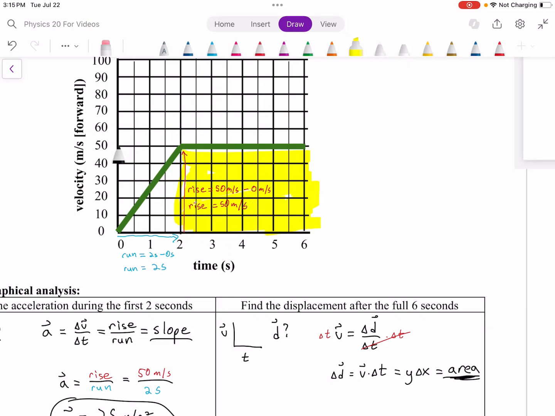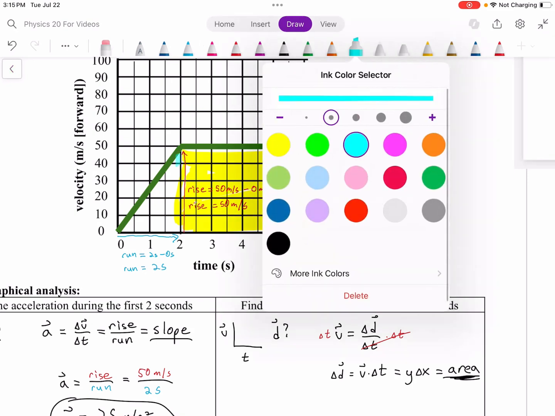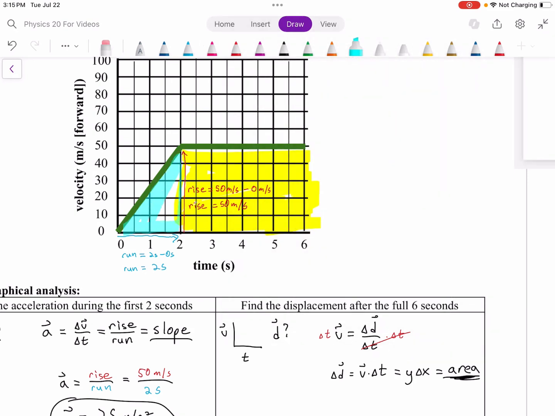But we can't just do 50 times 6. That wouldn't make sense because for this portion here, it actually wasn't going 50 meters per second that whole time, right? In fact, for most of those 2 seconds, it was going less than 50 meters per second. Only at the very end did it finally reach a velocity of 50 meters per second. And so what's really nice about this, it's a tough problem when you think about it, right? We want to know how far it went, but not only was it moving, it was changing how it's moving. So figuring out how far it went sounds like a really tough problem. But thanks to graphical analysis, it actually becomes a very simple problem to solve.